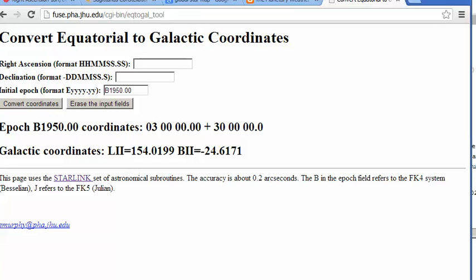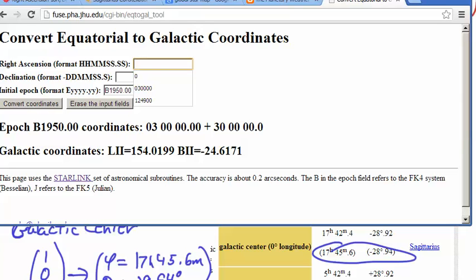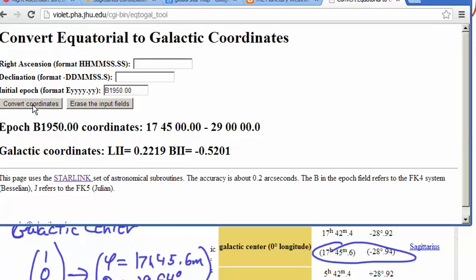To confirm that it is actually my mistake, I'm going to try plugging in Wikipedia's data for the galactic center into here, which is 17 hours, 45 minutes, 0.6. I don't want to bother with that. I'll just leave it 17 45, and -28, in minutes, let's just make it 29, 00 00, 17 45 00, and convert the coordinates for that, and what do we get? Assuming this is degrees and this is degrees, we get something very close to 0, 0.